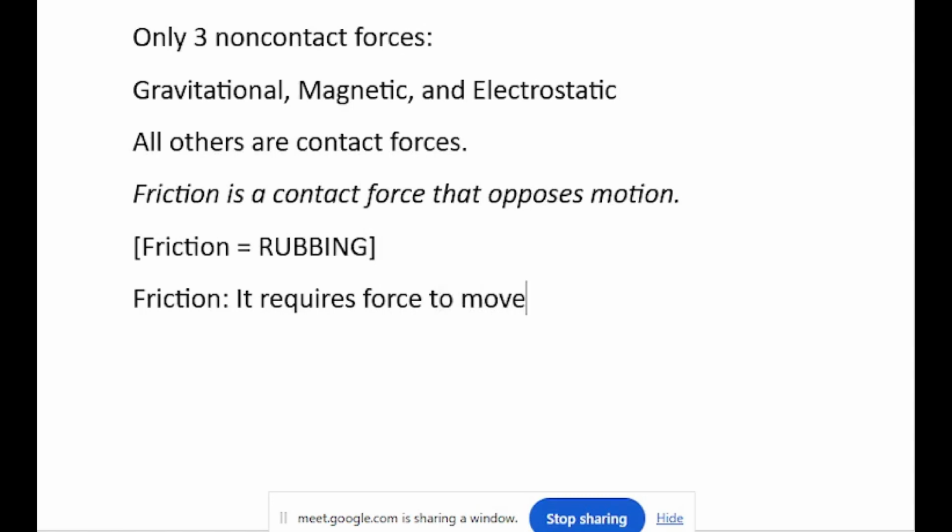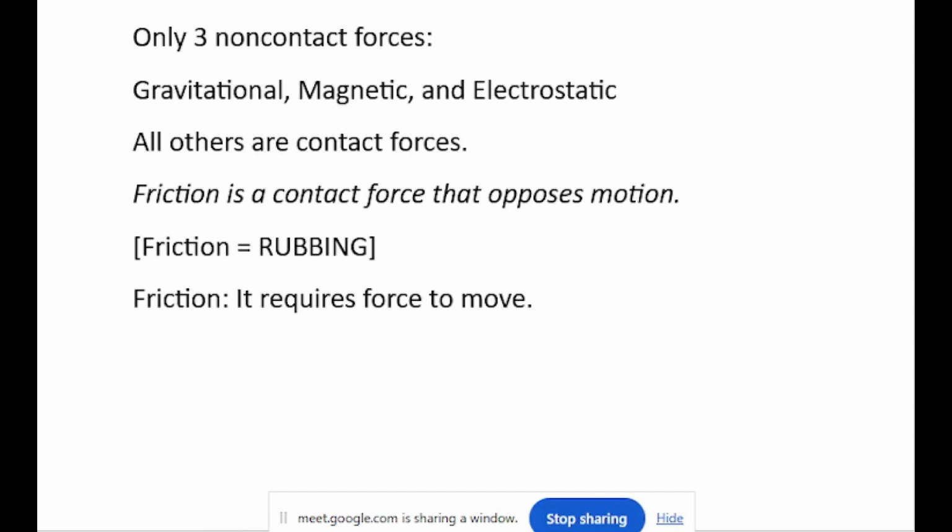Without force, you can't move. Unless there is force, you can't move. And the second thing is that it requires force to move. It cannot move by itself, and also with a small force, you cannot push a heavy object. A light force on a heavy object, you cannot move.